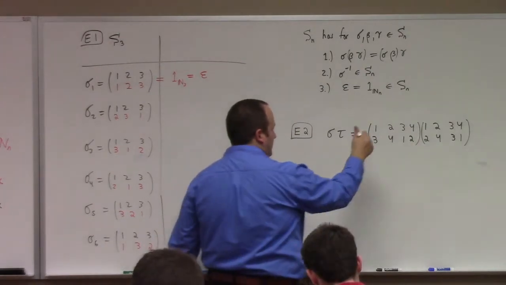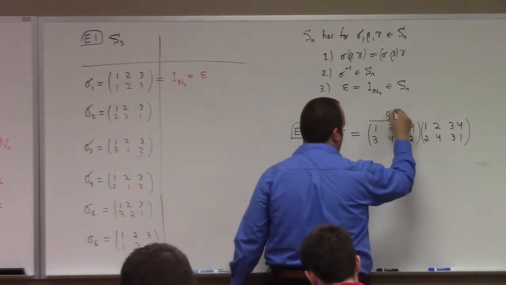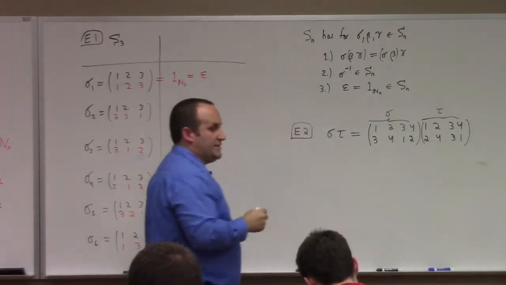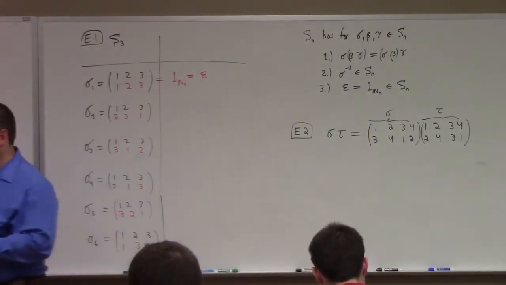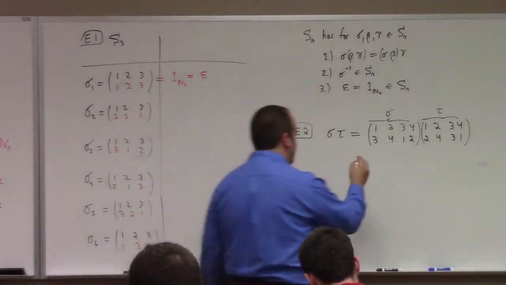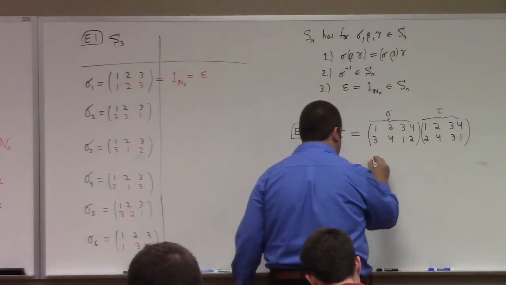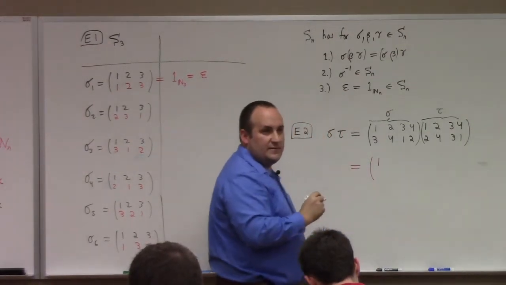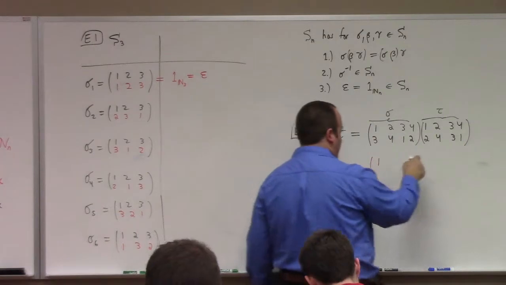So this is sigma. This is tau. We want to calculate the product of sigma tau. All right, so the way this is done is, you notice the first row isn't up for grabs, right? It's always 1, 2, 3, 4 on the top row, right?